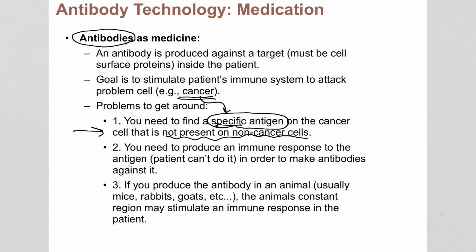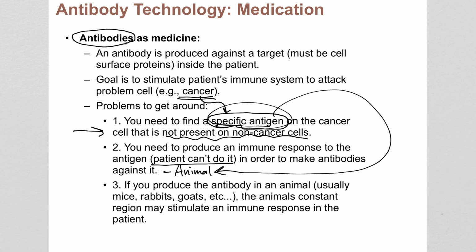The second thing you're going to have to do is produce an immune response so that you can actually make the antibody. Now, the patient can't do it, obviously, or else they already would have, and we wouldn't be having to deal with this cancer because the immune system would have taken care of it already, right? So the easy solution to this is we're going to use an animal to make the antibody for us. So we're going to take the human antigen that we found up here. We're going to inject that antigen into our animal, usually a mouse or a rabbit. And since that protein is definitely foreign to the mouse or rabbit because they have a different genetic makeup than a human does, they'll definitely produce antibodies.